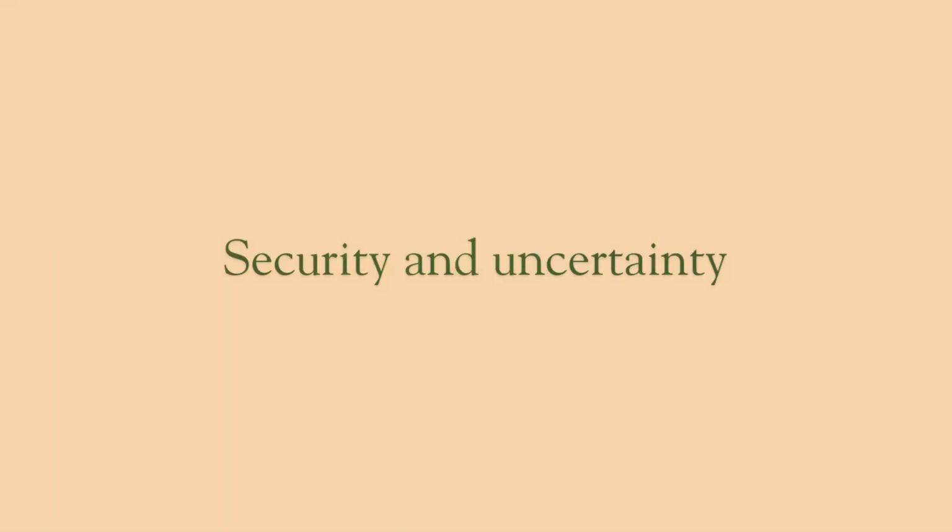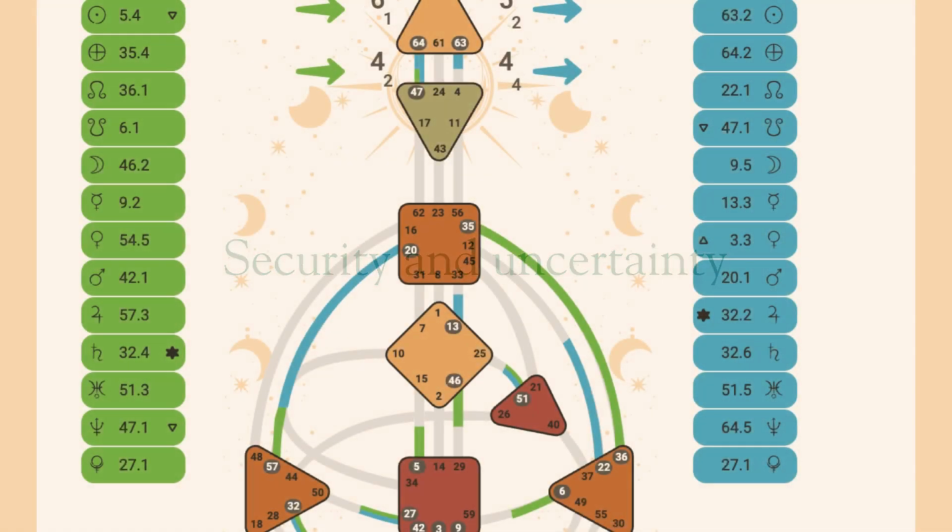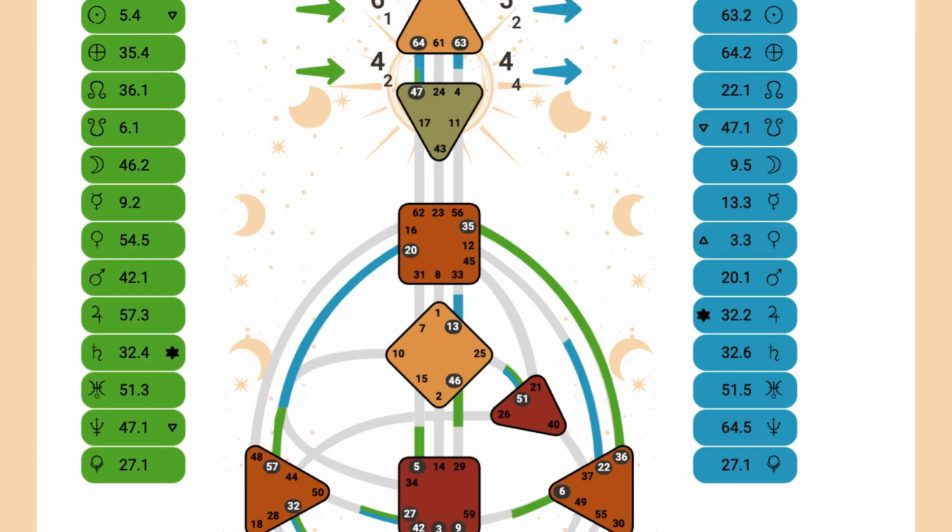Okay, so we know how to find our colors. Let's talk about what they mean. What are the themes associated with each color? Let's start with color 1, which is all about security and uncertainty. It's connected to the first line in your chart, the sense of smell, and the splenic system. So if one of my activated gates is, say, gate 51, which is a first-line gate, then I would have color 1 influencing me, right?